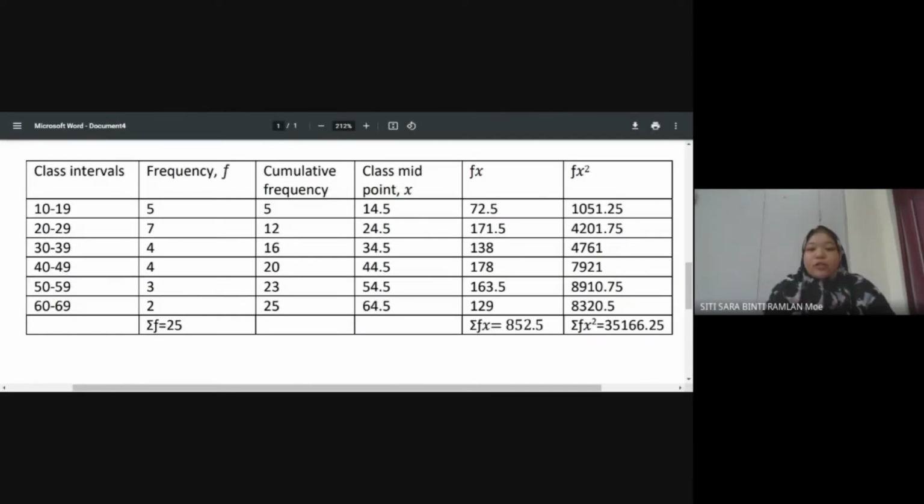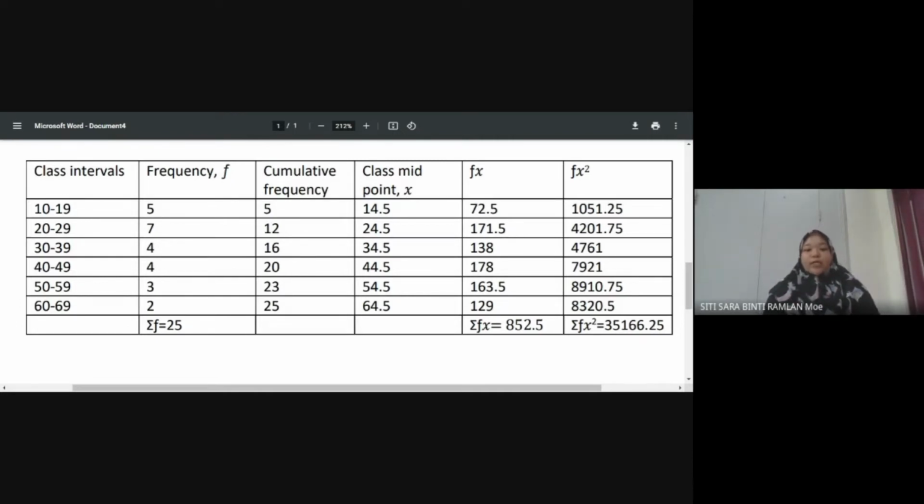Step 1. Do a table. This allows us to make the calculation steps easier and smoother. The table will consist of 6 columns: class interval, frequency, cumulative frequency, class midpoint, fx, and fx squared. Based on the question, we are given the class intervals and frequency table.